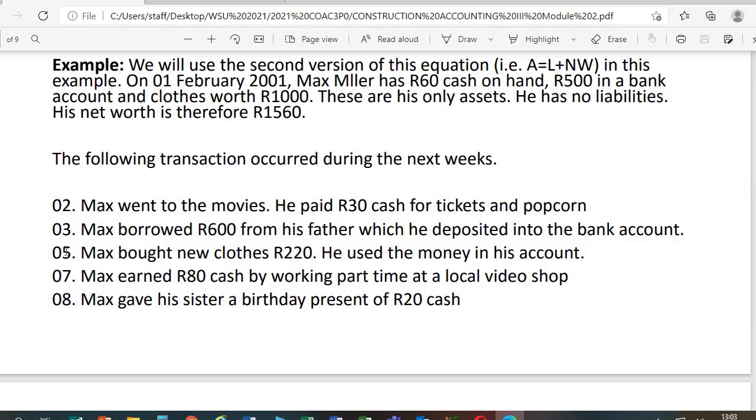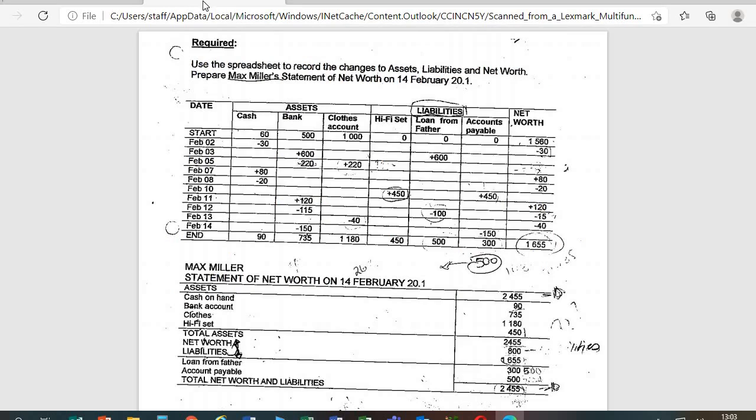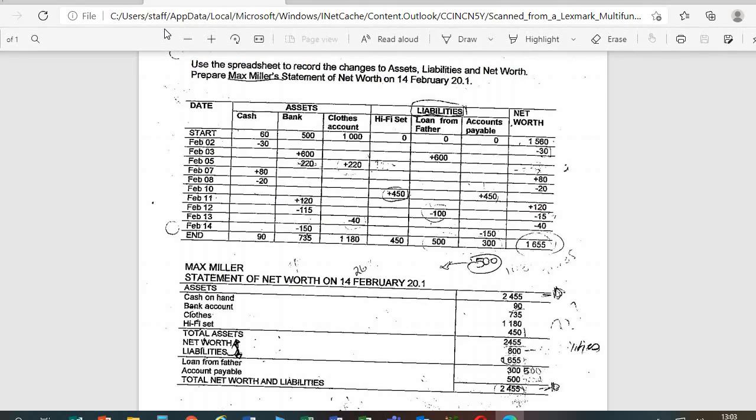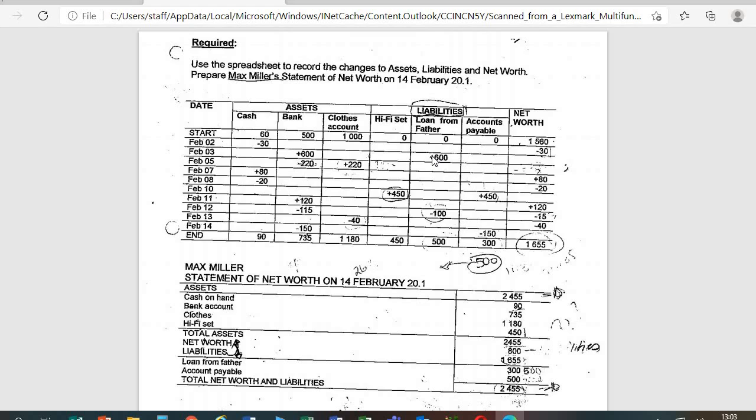And then we go on to the 3rd. Max borrowed 600 from his father, which he deposited into the bank account. He borrowed money from his father to pay him back. When you borrow, you pay that back, it is a liability. So the father deposited the 600 Rand into Max's bank account, and then he increases liabilities by 600 Rand. That is an obligation that he's going to pay back, plus 600 Rand.